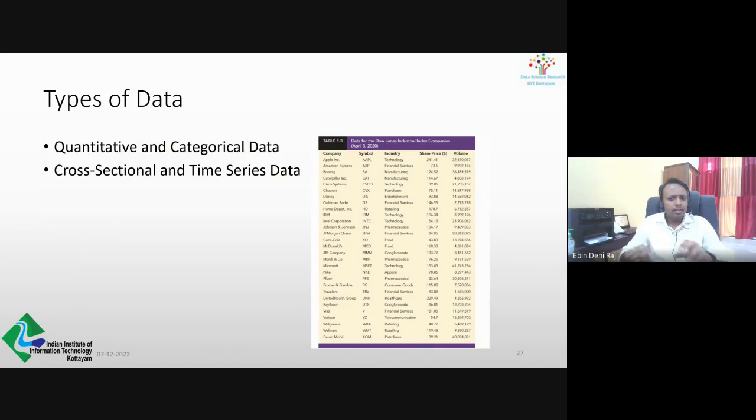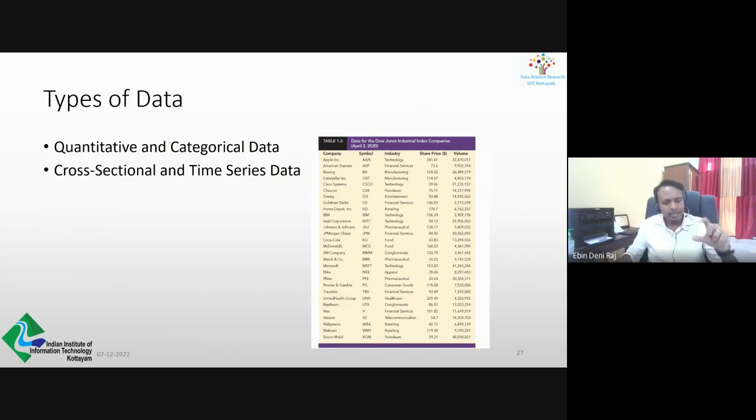Then we have cross-sectional data, where the data is being collected from several entities at the same time, or maybe approximately at the same point in time. So if you think about cross-sectional, in this data also you have 30 different companies at the same point in time, right? So I'm not going into the depths of how you do this and how exactly you categorize this. And in addition to that, you also have this time series data.